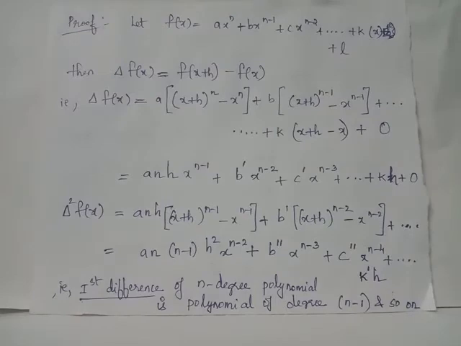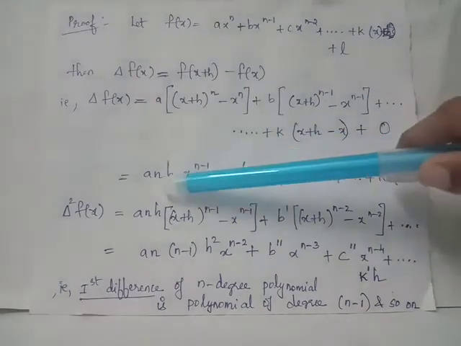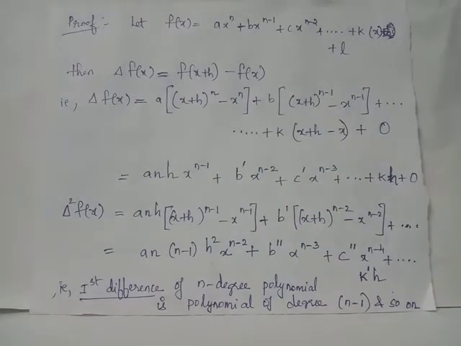Replace every x in this expression by x plus h and you will get an expression. Then this entire expression should be subtracted from the expression which you obtained by replacing every x by x plus h. You notice that (x plus h)^(n-1) and x^(n-1) have common coefficients a and h. Therefore, you have the first term a h multiplied by (x plus h)^(n-1) minus x^(n-1). Similarly, b dash will be the arbitrary constant appearing along with (x plus h)^(n-2) and x^(n-2). Therefore, (x plus h)^(n-2) minus x^(n-2) will have common coefficient b dash, and so on.